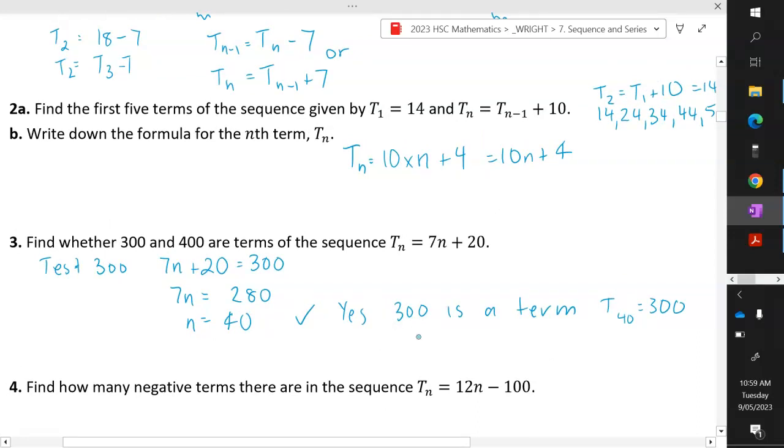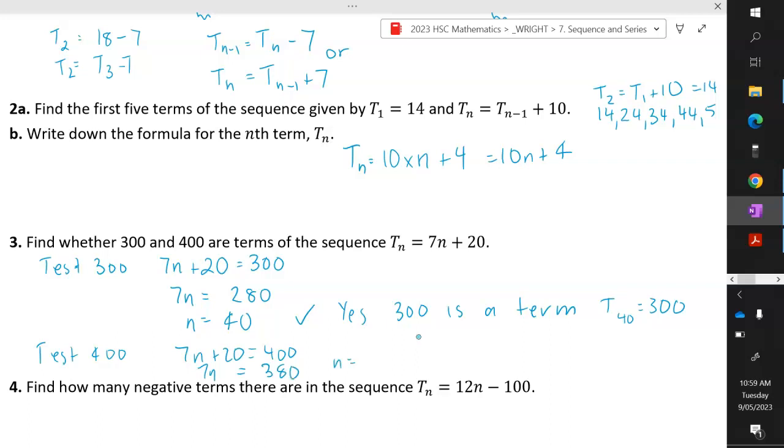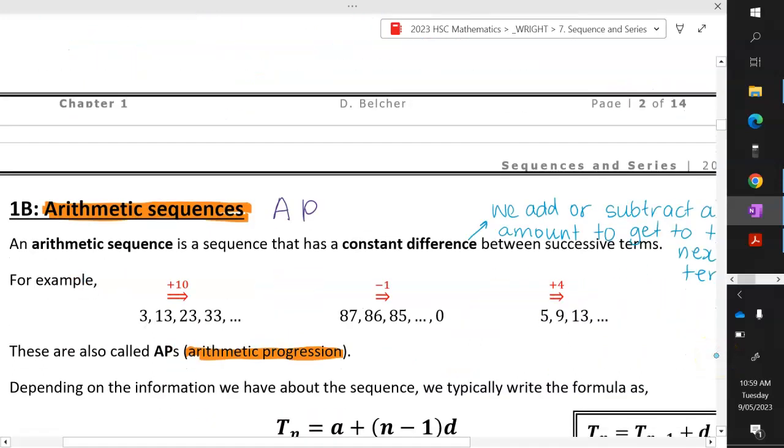And let's test 400. Same way, 7n plus 20 is 400. 7n is 380. N is equal to 380 divided by 7. N is 54.285, which is not a whole number. So we're going to say that 400 is not a term. Okay. Let's have a look at the next one.